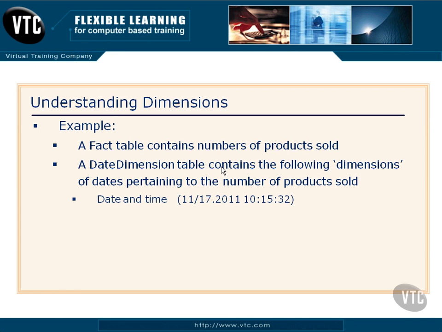For example, I can pull just on the date and time: 11/17/2011, and the sale happened at 10:15 and 32 seconds. Or I could pull just the quarter. If I extracted just the quarter from that date, it's in the fourth quarter. What if I looked for the day of year? Well, November 17th is on day 321 of the year 2011. The weekday, that was on a Thursday, and so I could pull that.